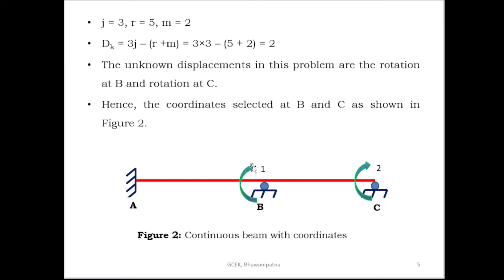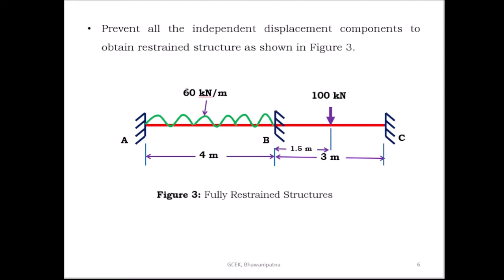So, as the degree of freedom is 2, the rotation takes place at B and C. So the coordinates are selected at B and C. Coordinate 1 is selected at B and coordinate 2 is selected at C. This is the continuous beam with assigned coordinates. So, in this case, this is the fully restrained structure.